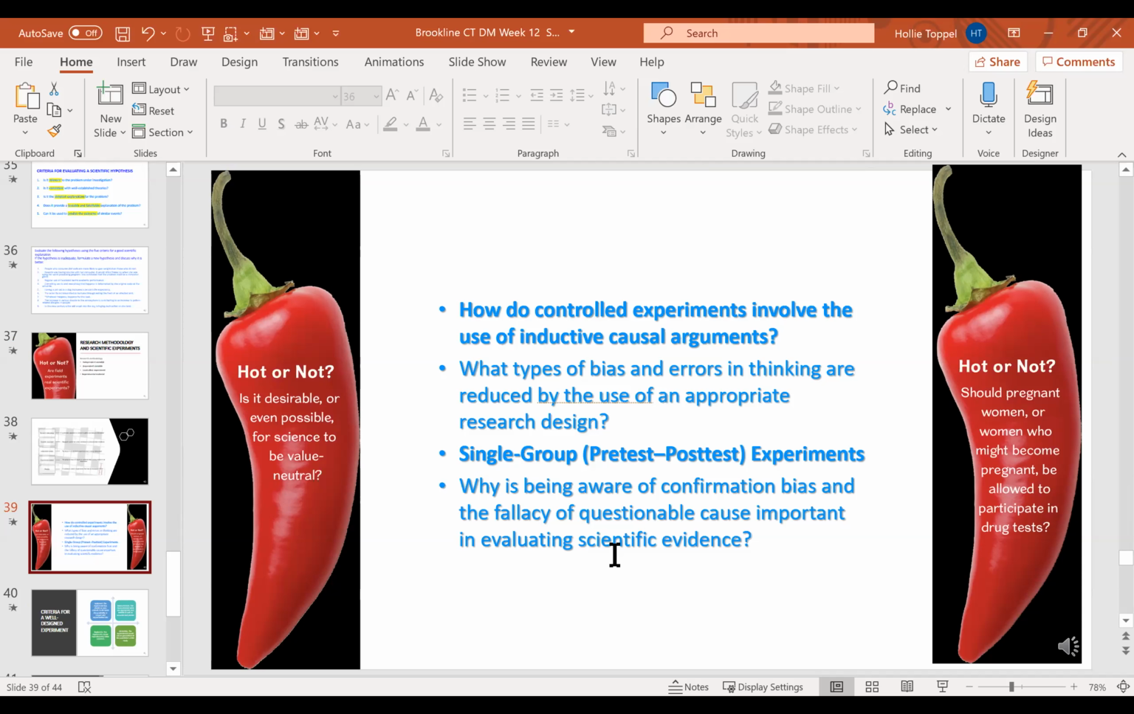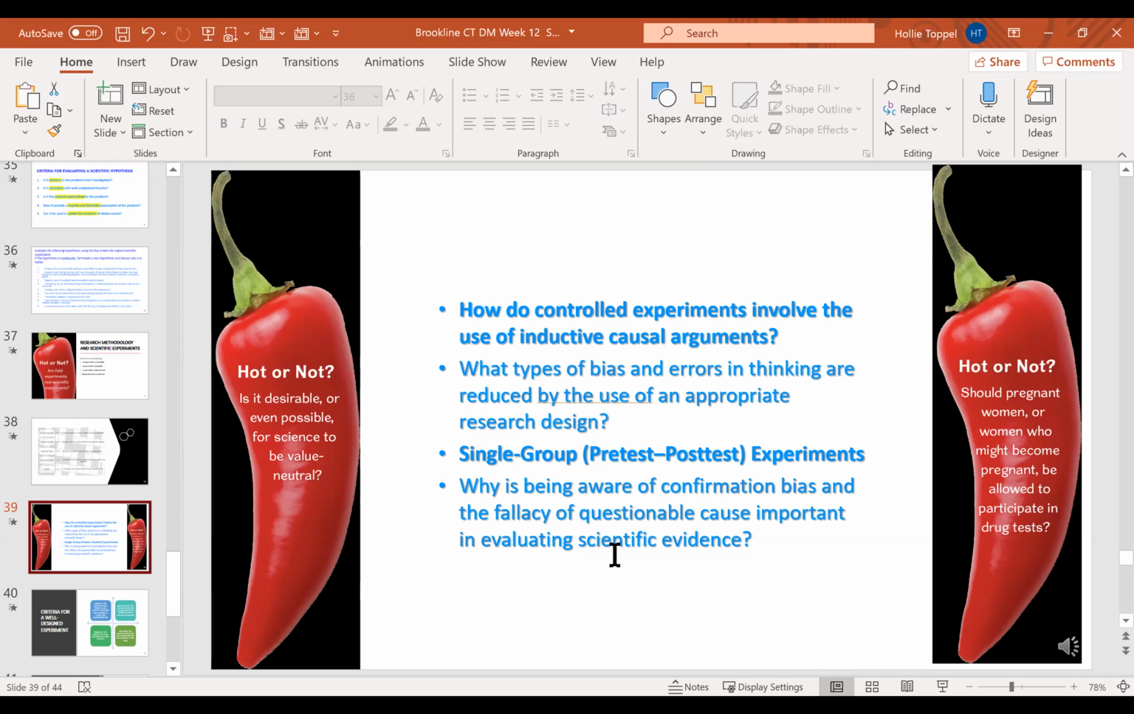What types of bias and errors in thinking are reduced by the appropriate research design? We have to take out all the variables. With the masks, or let's go with the ventilators, we have to have a certain company. It has to be put together exactly the same way as the control, except for exactly what we're testing. We have to have the patients be comparable, the administrators, the persons who are administering it, the length of everything. There's a lot.